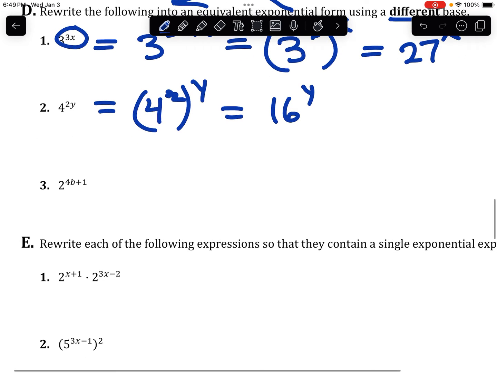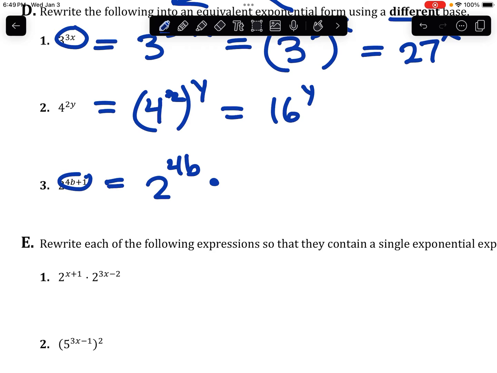Number 3 is a little more complicated here. So this one we got to do the same kind of thing. We got to break apart the adding first, though. When you go backwards, it's opposite of order of operations. So normally you would multiply first and then add. But if we're going opposite, we're undoing, we have to get rid of the adding first. So I'm going to break that apart by calling it 2 to the 4b times 2 to the 1. Because our multiplication rule means to add the exponents. Then I can rewrite 2 to the 4b as 2 to the 4 to the b, and then just keep that 2 to the 1 there.